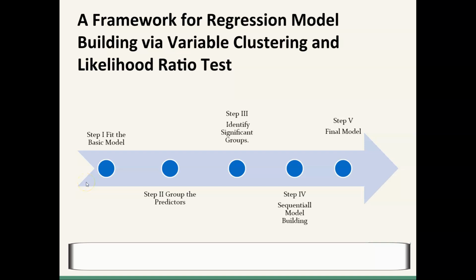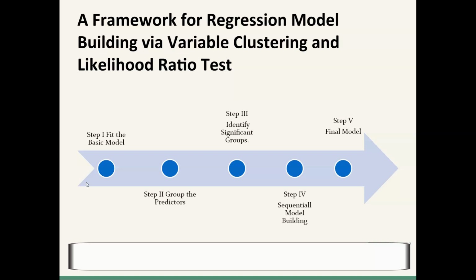Hello. In this video, I want to introduce a framework for regression model building via variable clustering and likelihood ratio test. As shown here in the graph, step one is fit the basic model, and I'll explain what the basic model is. Step two is group predictors. So you put predictors in different groups. And then step three, identify significant groups, is to find out which group of predictors significantly improve model fit. And you do this by using the likelihood ratio test.